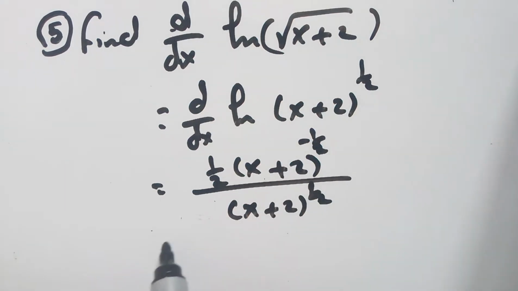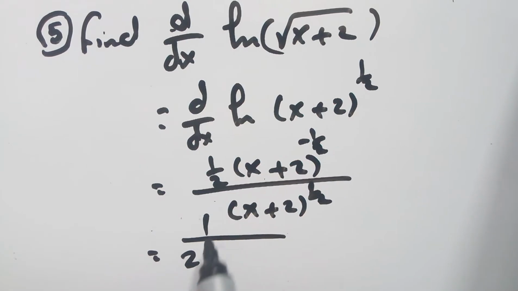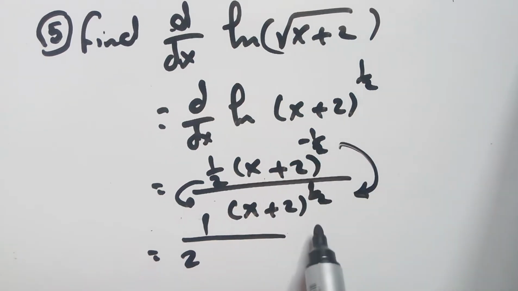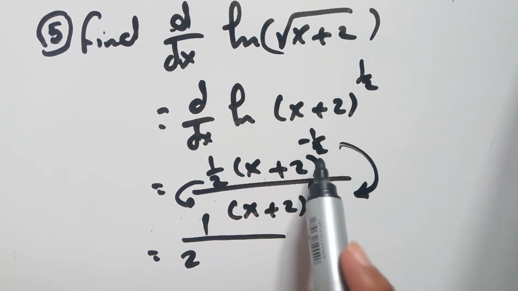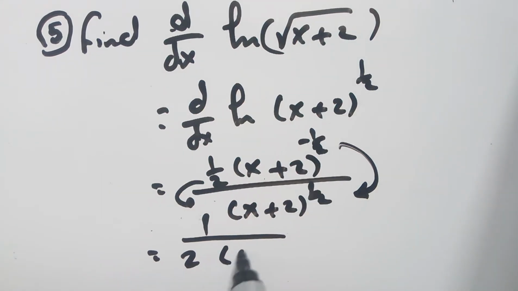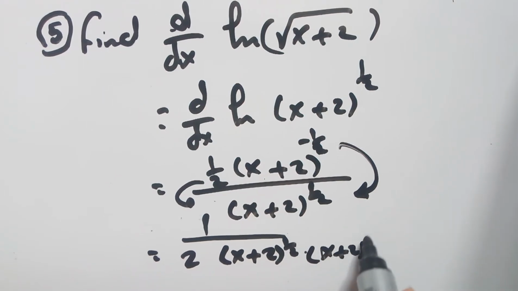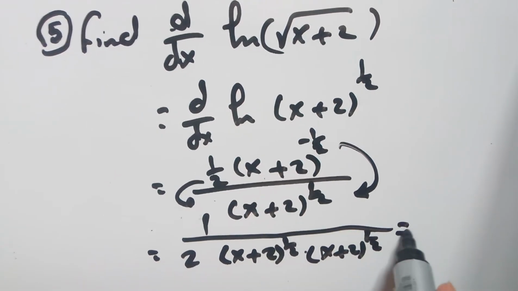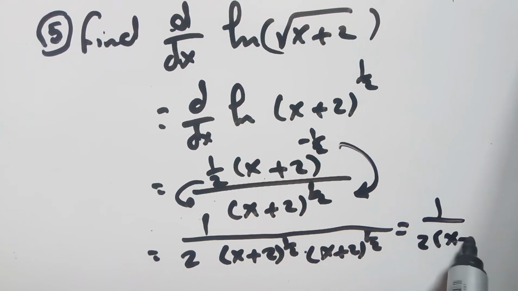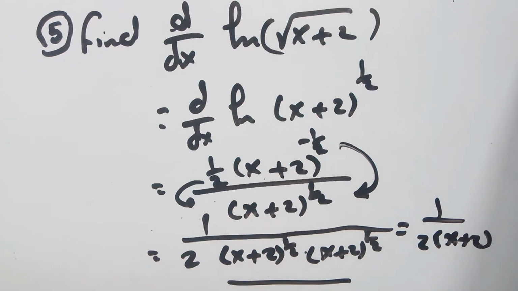Now here you will get half, 1 over 2, 2 in the denominator here. x plus 2 all to the power negative half, take it down and change its negative power to positive power, it will be x plus 2 all to the power half, multiplied by x plus 2 all to the power half. Then it will be what? It will be 1 over 2 multiplied by x plus 2. This is the simplest form.